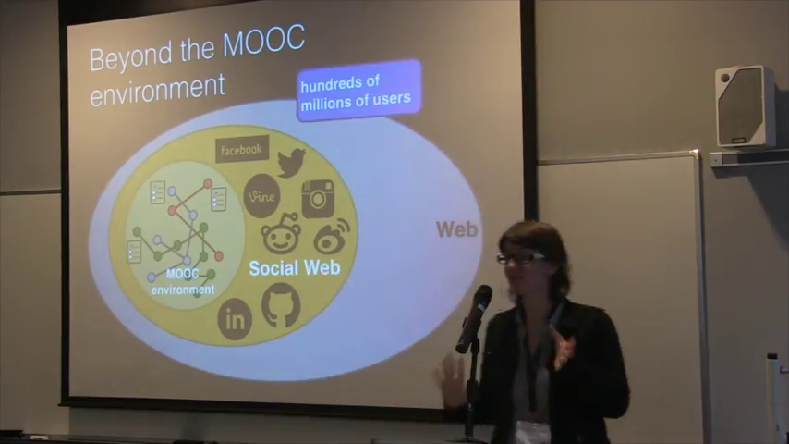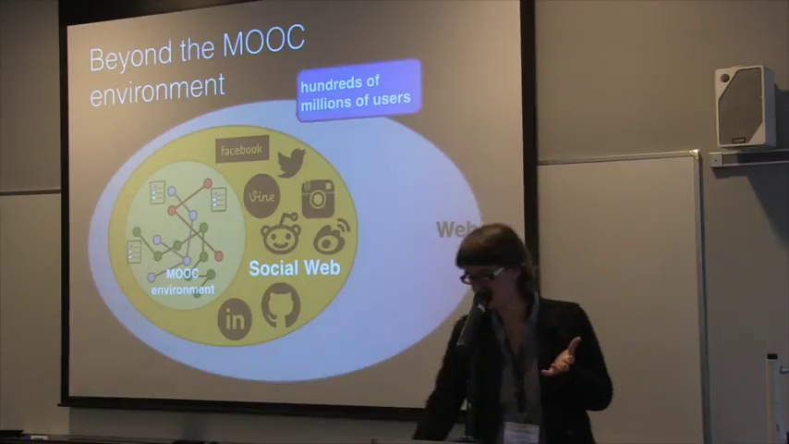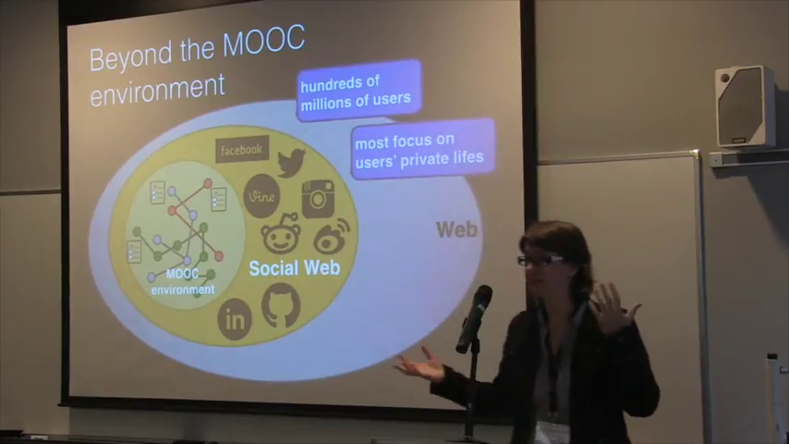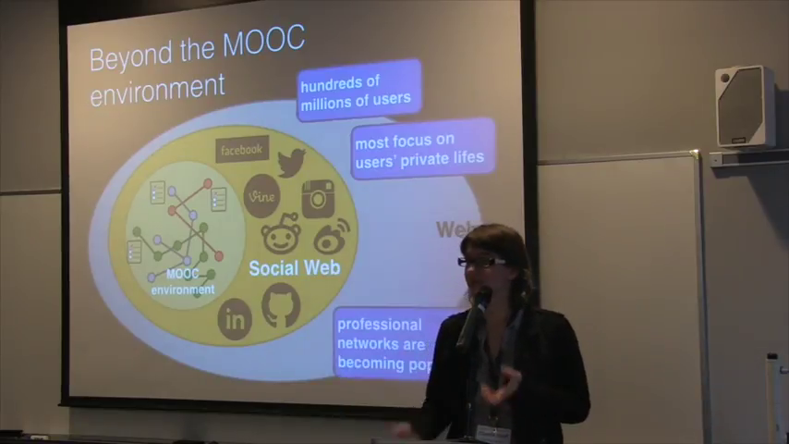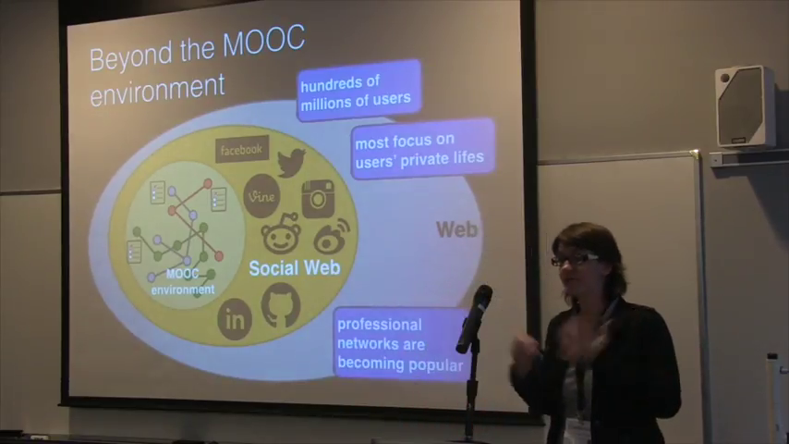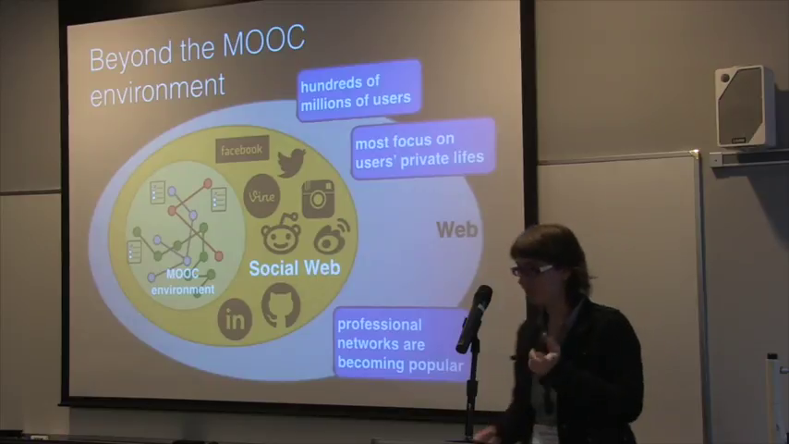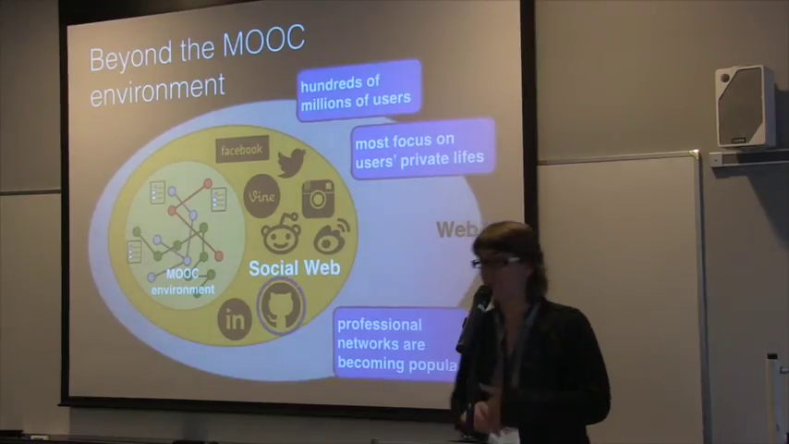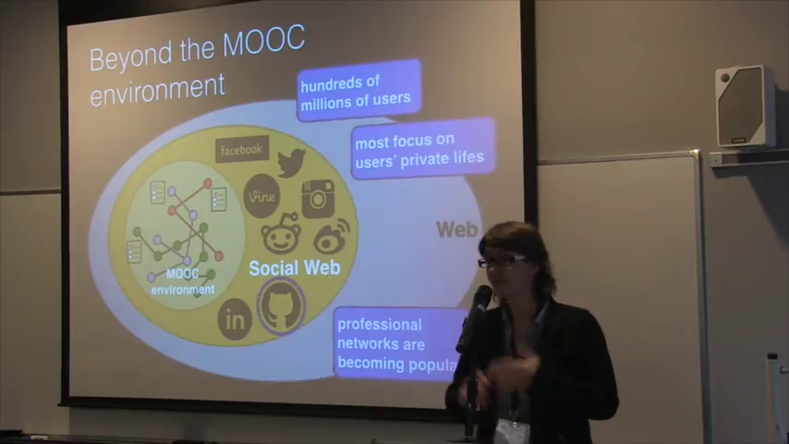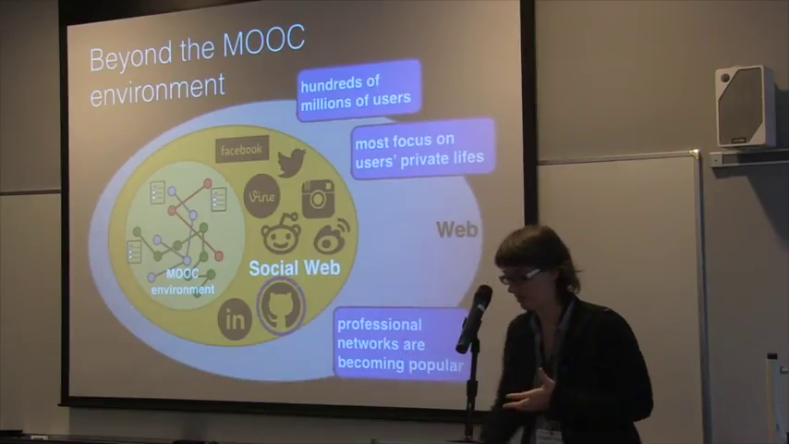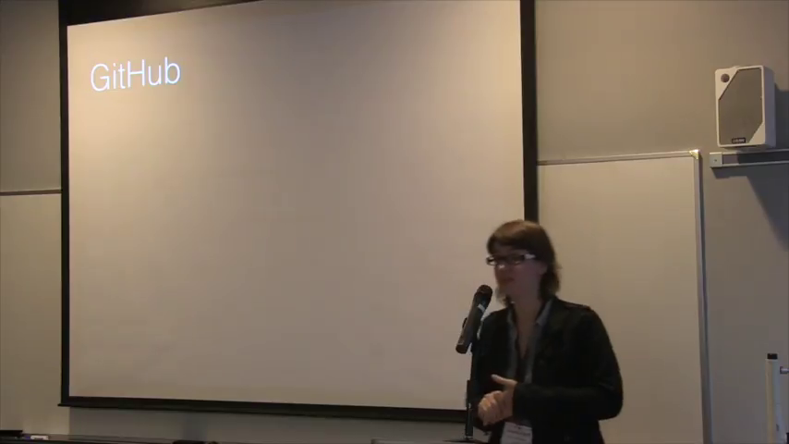Hundreds of millions of people are active on these social platforms. Most of them are for our private lives, like Twitter and Reddit. But there are also some that are for our professional lives. For this case, we looked at GitHub, which is one particular platform that has reached millions of people, and it's for programmers. Let me just tell you what GitHub is in case you don't know.